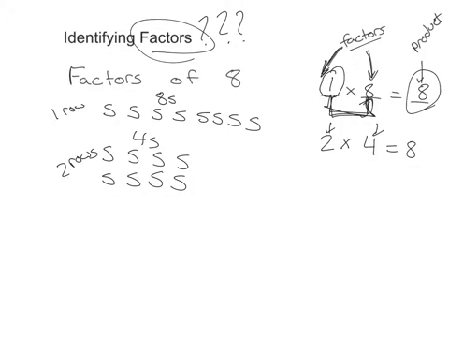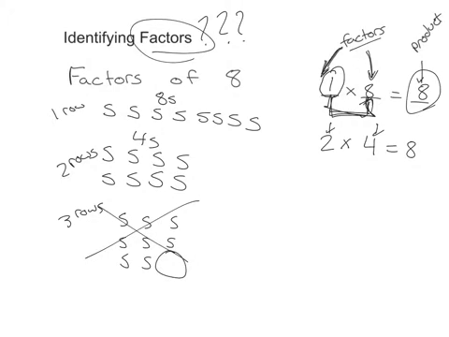And we could try 3. You could see, oh yeah, we can have an S in each one, and then another S in each one, so we're at 6, and then 7, 8. But you can see this one doesn't work because I'm left with an uneven row. So in this case, we can have one row of 8, and we have 2 rows of 4, and I think those are all our factors.